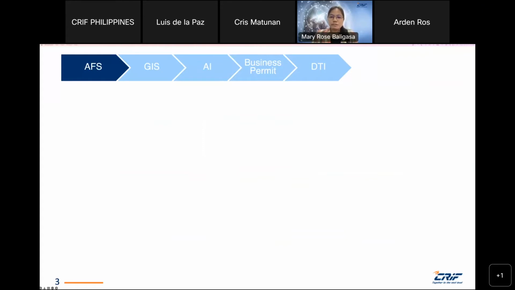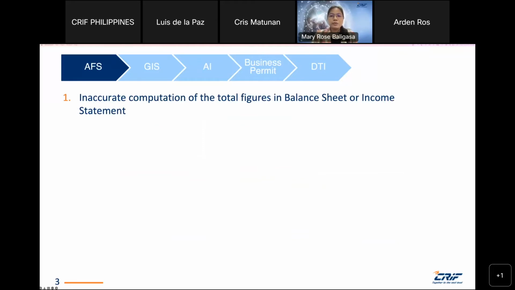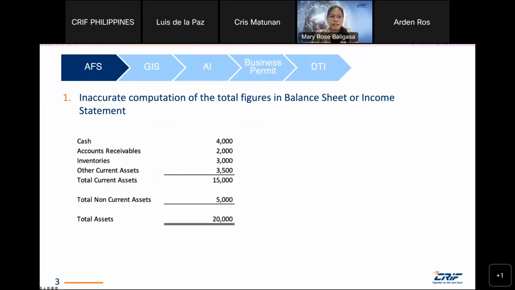Everyone in business knows that AFS or Audited Financial Statement is very important. Since AFS is very important in making sound decisions when dealing with different companies, we will provide you some scenarios on what we are looking at in terms of AFS. Number 1, inaccurate computations of the total figures in the balance sheet or income statement.